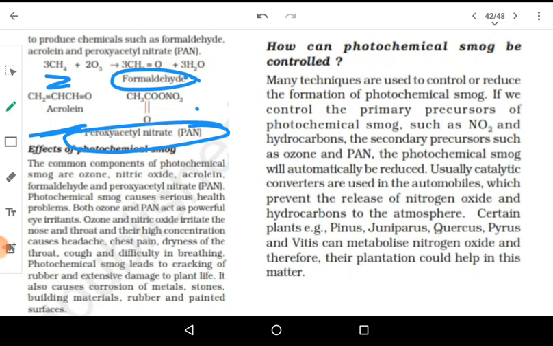Both of these can result in cracking of rubber, and also can cause extensive damage to plant life, and it can also cause corrosion of metals, corrosion of stones, building materials, rubber, and painted surfaces.